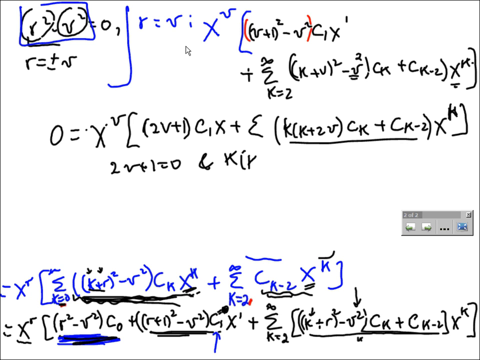k times (k plus 2v) c sub k plus 2 c sub k minus 2 is identically the number 0. Now if 2v plus 1 is 0, v must be negative a half. So that should be negative 1. So v is negative a half.